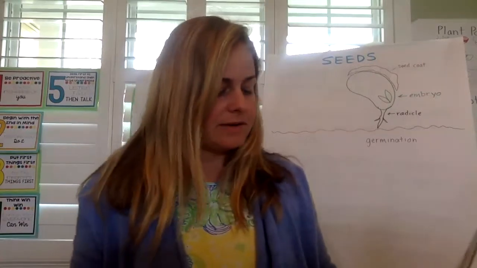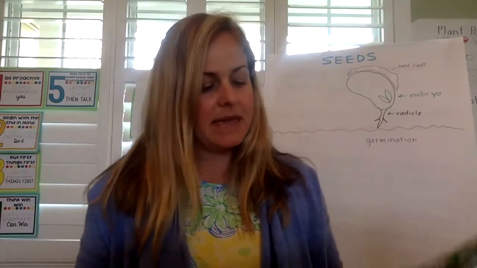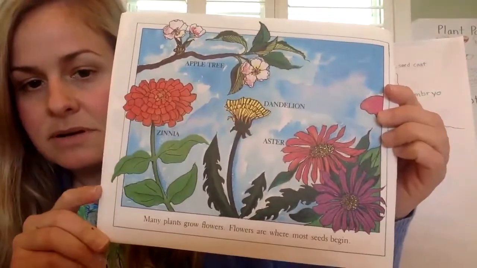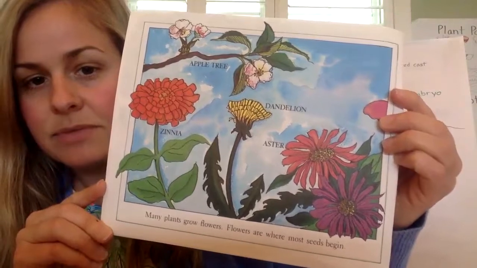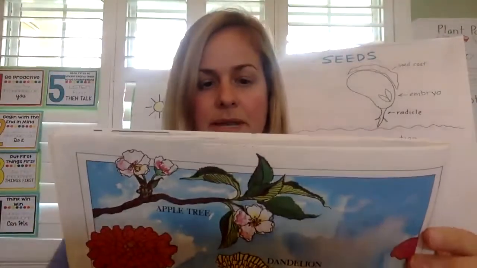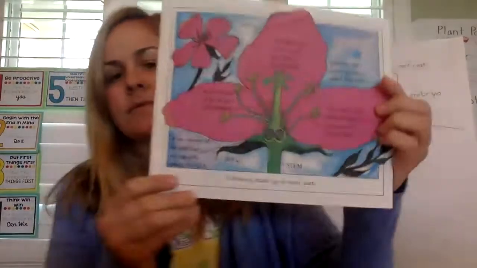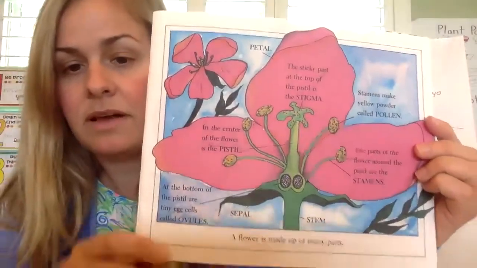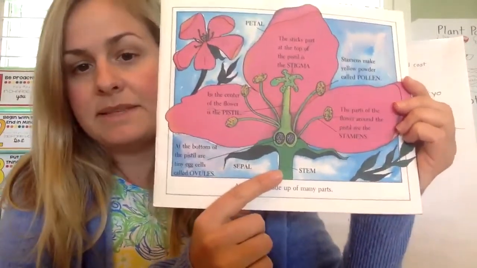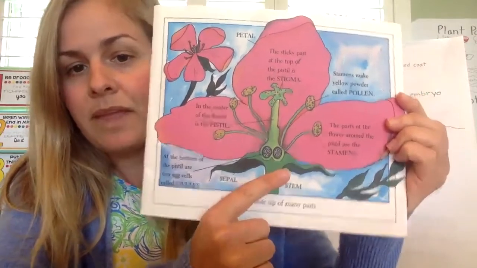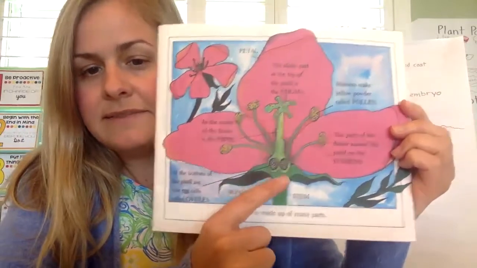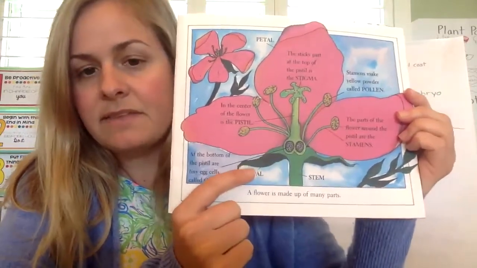Many plants grow flowers. Flowers are where most seeds begin. And you can see here the labels talk about different flowers like the zinnia, the apple tree, the dandelion, and the aster. A flower is made up of many parts. And here they have a lot of labels on the flower parts. Here we have the stem. We learned about the important parts of the stem. The stem holds up the flower. And the sepal is the little leaves here at the bottom of the flower, the base of the flower.